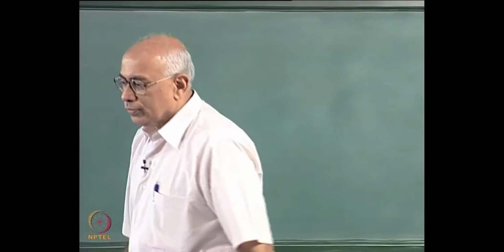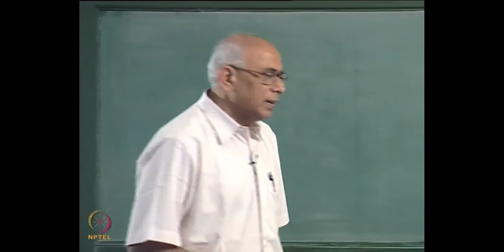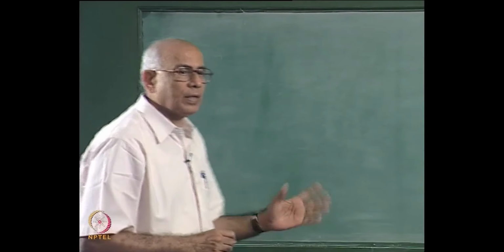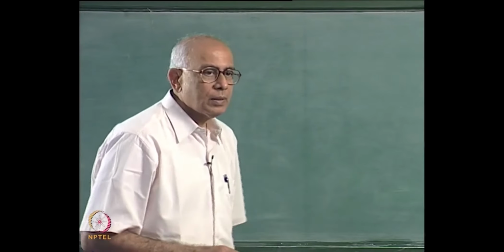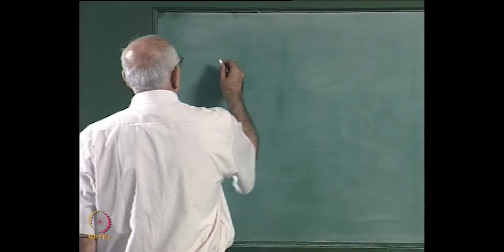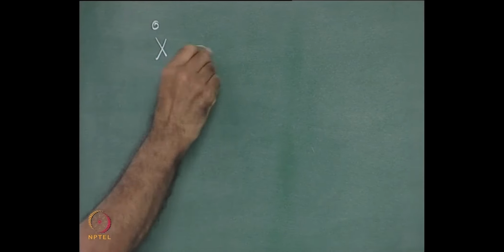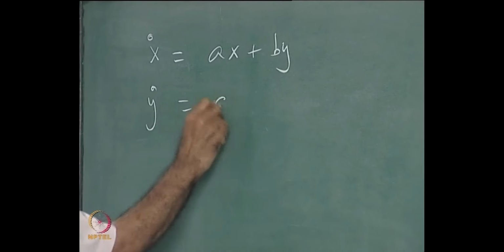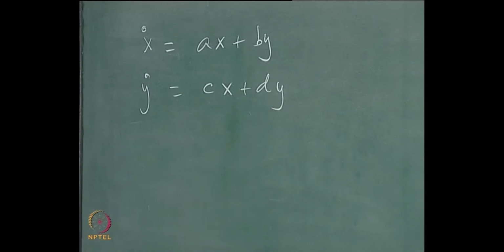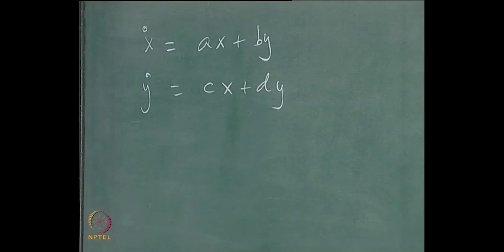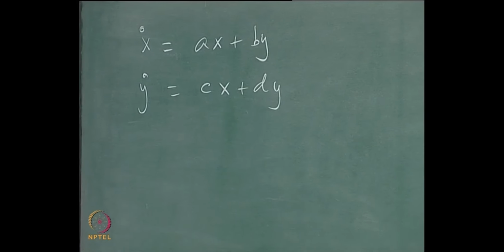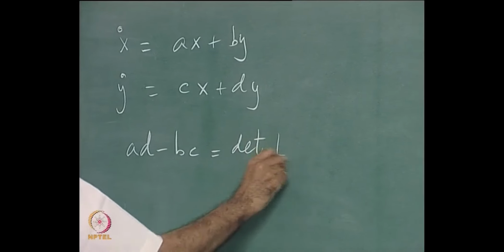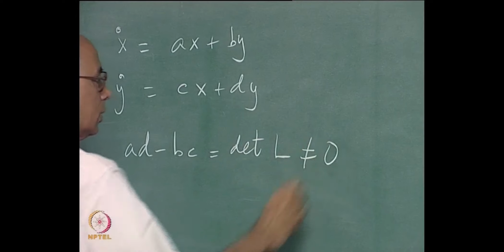So we resume our study of dynamics in the phase plane, and you recall that we were going to analyze the behavior of a two-dimensional dynamical system near a critical point, which we have taken to be the origin. The set of equations that we are interested in is a linear set of the form x dot is ax plus by, and y dot is cx plus dy, where a, b, c, d are real constants, and we also have assumed that ad minus bc, the determinant of the linear matrix L, is not equal to 0.